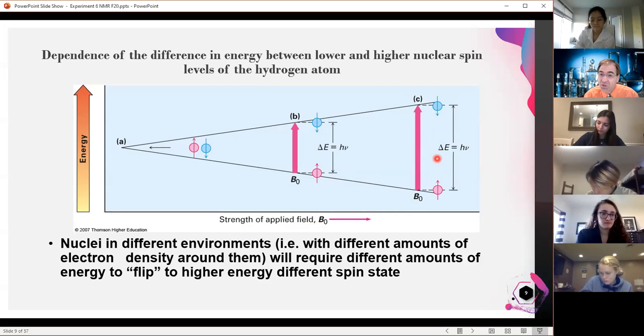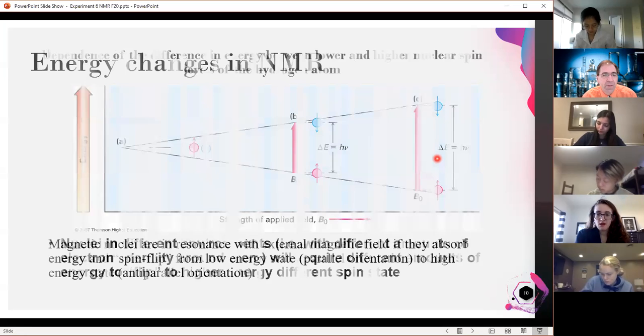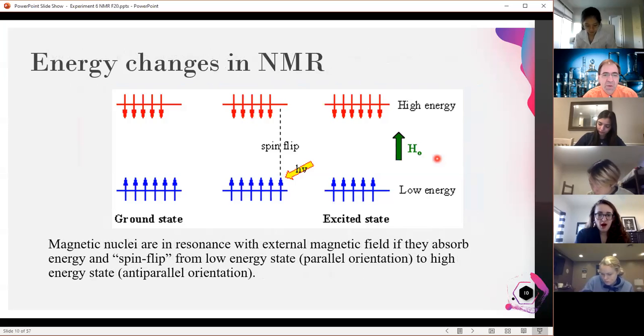All right, so that's the energy change we're talking about. Instead of moving an electron from one orbital to another, we're causing the nucleus to flip its spin. Okay. And so another image that's really the same thing, but I really wanted to put it in that form that we've seen before. You've got the ground state, you have a high energy state, and you put in light that causes one of those nuclei to flip and come up there, okay? But some terms you're going to hear here, and part of why I mentioned this: magnetic nuclei are in resonance with the external magnetic field if they will absorb the energy and spin flip.